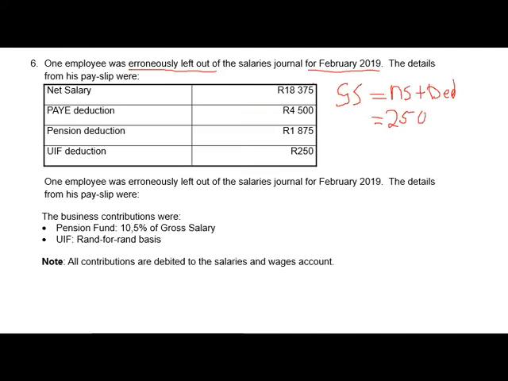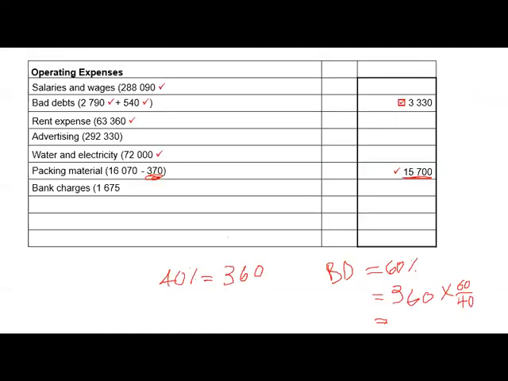So this 25,000, I will add it to salaries and wages in my statement of profit or loss. That's the only thing I care about for now, and I will tell you about everything later on. So I'm going to take that gross salary, which is 25,000 rand, add it to salaries and wages, and just leave it like that. Okay. Then read on.